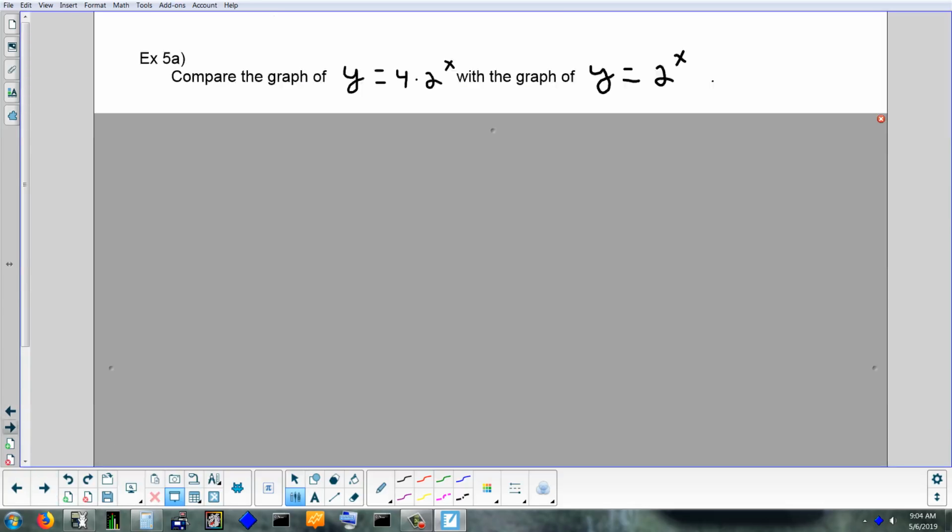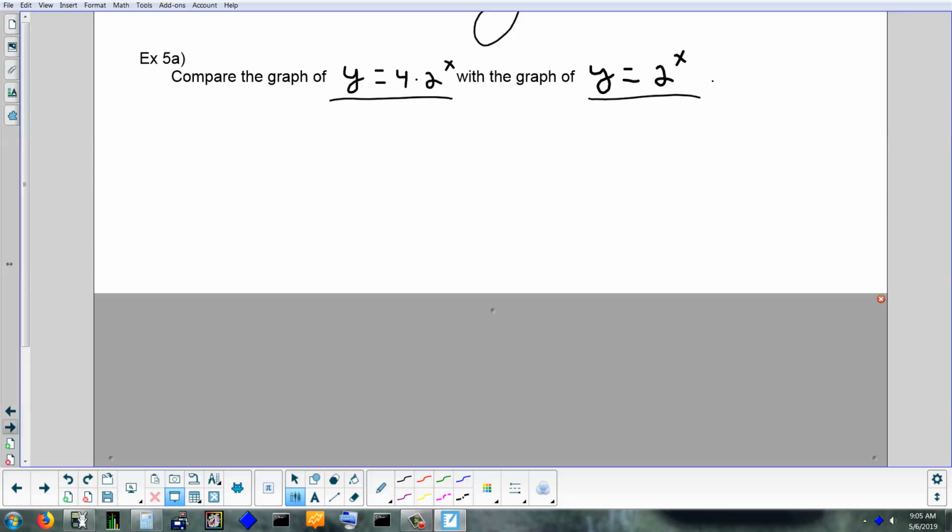Now, when I ask you to compare two graphs, these two things will always be the same. If those aren't the same, you can't do it. It's just the number in front that's going to be different. So look at the first one. That one's right here. Let's move that off. What's A in that first one? 4. What's A in that second one? 1. Technically, there's a 1 right in front. When it's a 1, you normally don't see it written. So I'm just going to leave it off.